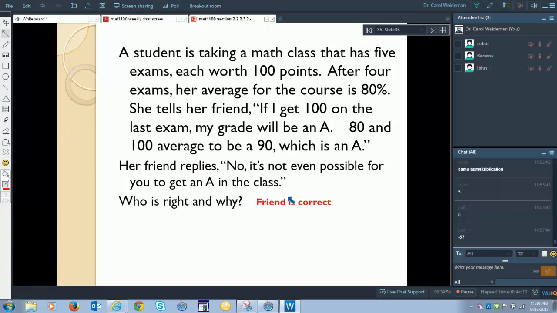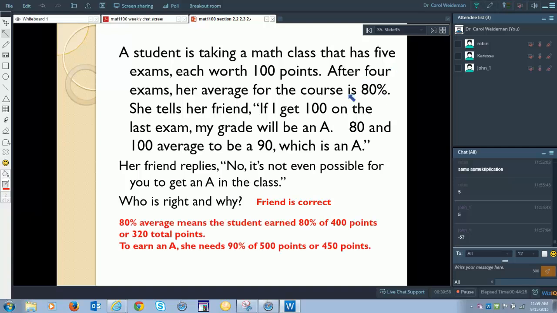Okay. So the friend is right. And why is that? Because the 80% that the student had was the average of the 4 exams. And they were each worth 100 points. So that means she only earned 80% of the 400 points possible, or 320 points. To get an A in the class, she would have to have 90% of 500 points on the 5 exams, or 450 points. So she can't get an A. It's not possible, because the exams are only worth 100 points.